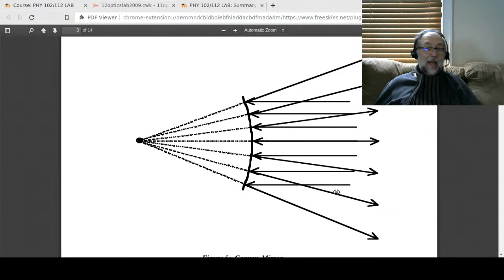They will reflect. Okay. Not refract this time, but reflect. And they will reflect away so that they're diverging. And it looks like they're all diverging from a point behind the mirror here like that. And there's the focal point for this particular mirror.